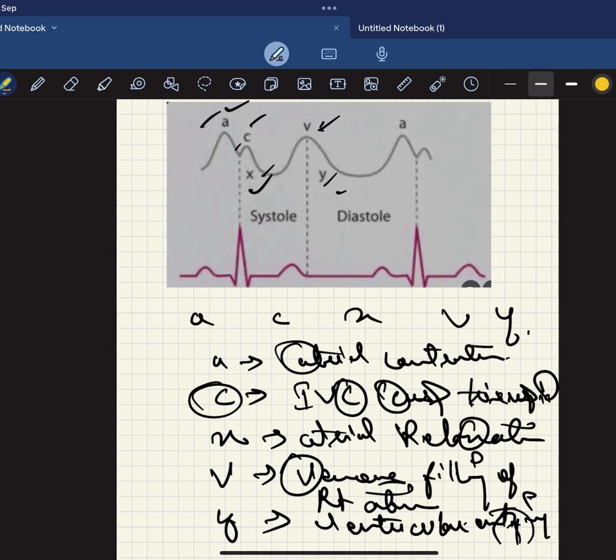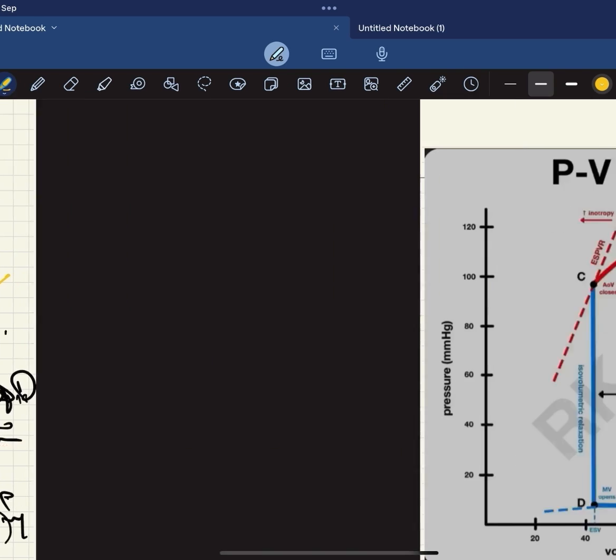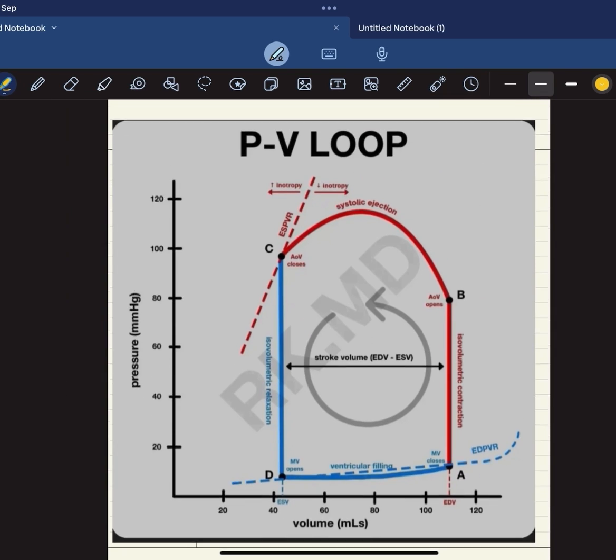Then we have seen the JVP. Okay, so this is it. Then coming to the PV loop. If we see the PV loop, what happens is from point A our systole starts. So this is the point A from where the systole starts. Half of this curve is your systole and half is your diastole. Moving further ahead, it starts from point A.